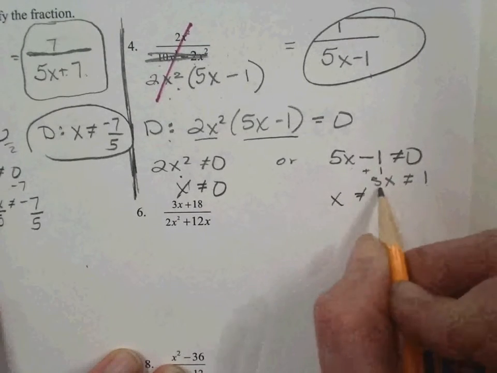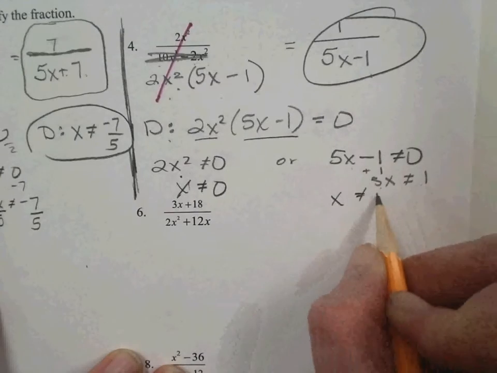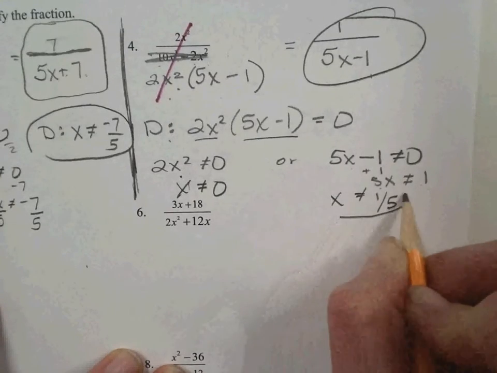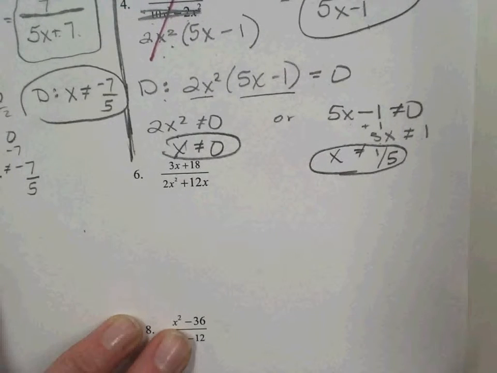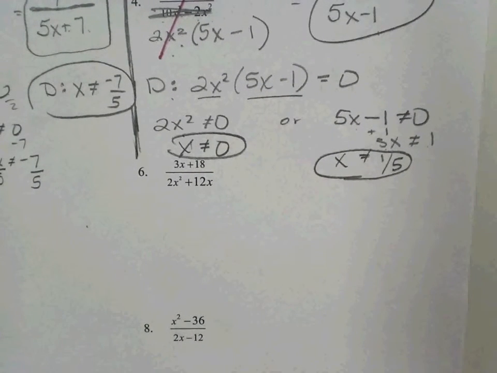So then 5x can't be 1. Divide both sides by 5. So x can't be 1/5. That's your domain. And those are both going to be asymptotes. So remember, we talked about asymptotes on the graph. This graph is going to have 2 asymptotes, 2 vertical asymptotes.